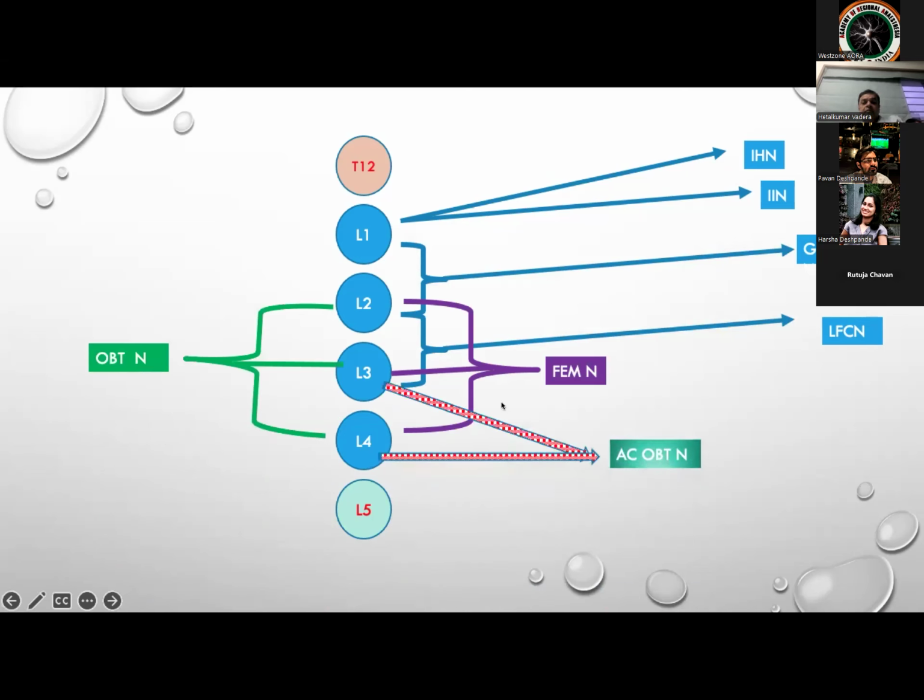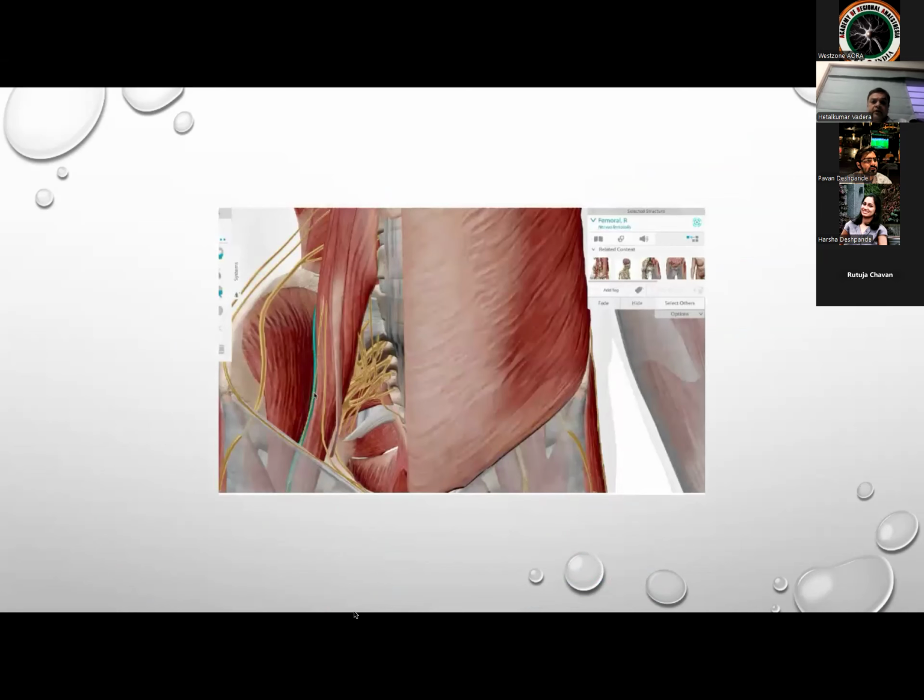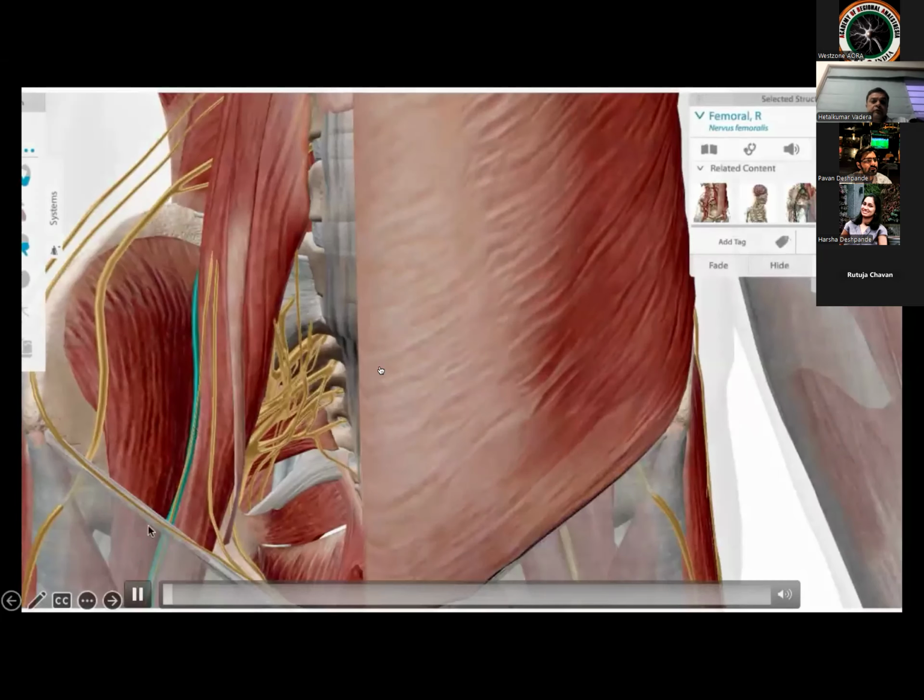At the same time, sometimes you will find an accessory obturator nerve, at least in 20 to 30% of patients, and it is formed by L3 and L4. And L5 and L4 combine to give the lumbosacral trunk. So they give contribution to the sacral plexus. And this is also an important video for anatomy.